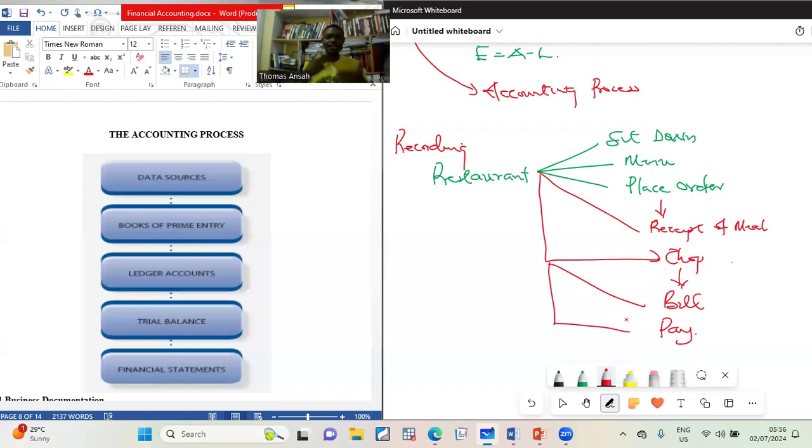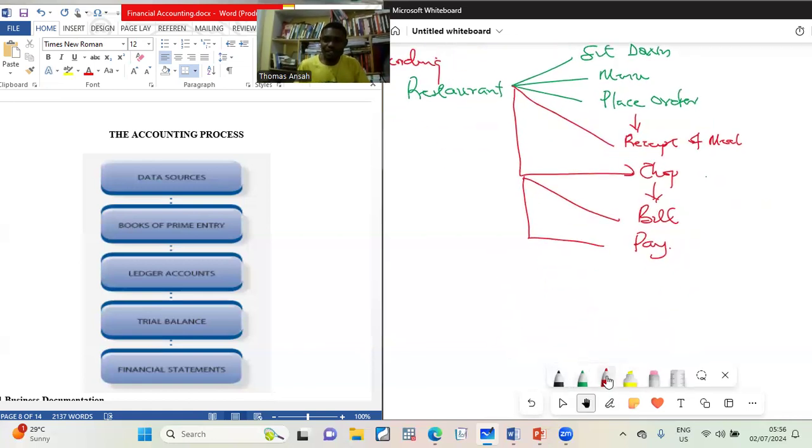These are some of the things that happen, and it happens so in accounting. Now you see all these things that you have done. Sitting down is not an accounting transaction. There's nothing to record. Taking the menu has nothing to record. Placing an order, yeah, you get some notes, but it's not something that you record. You receive your meal, it's not something you record. You chop, we don't record chopping.